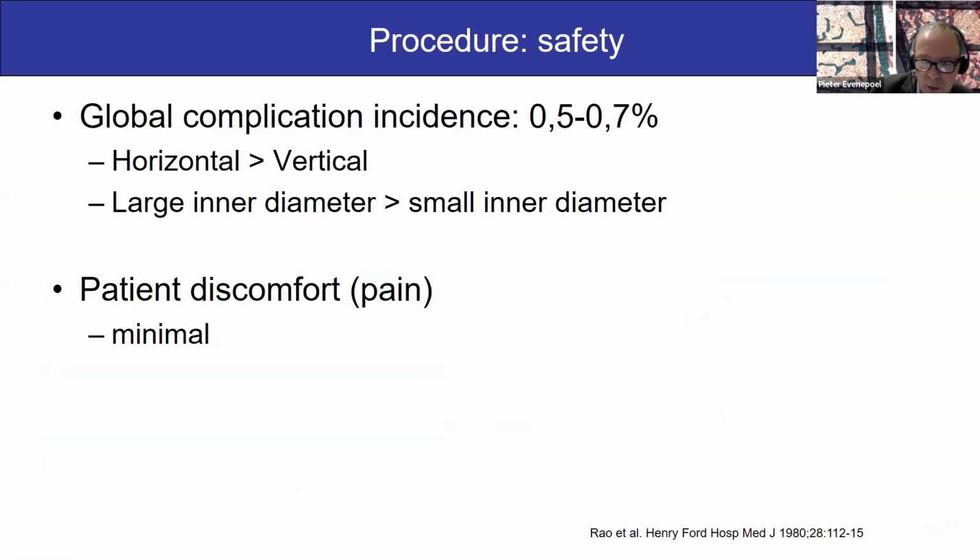The complication rate is very low, less than 1%, and this is also the experience we have in Leuven with more than 500 procedures performed over the last 10 years. The complication rate is a little bit higher for the horizontal approach as compared to the vertical approach. And of course, you will see more complications when you use a larger diameter trephine needle.